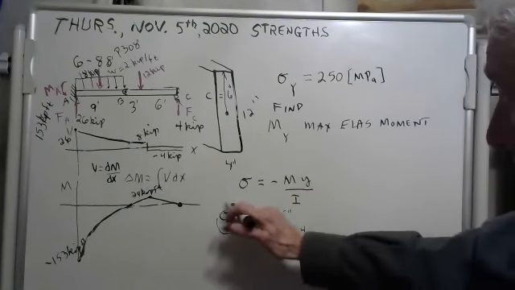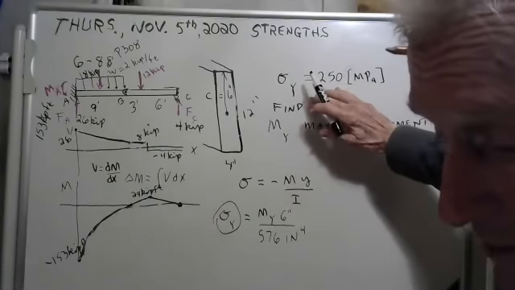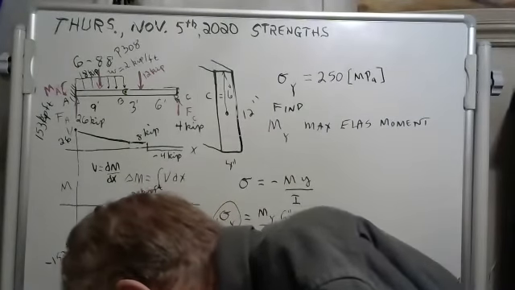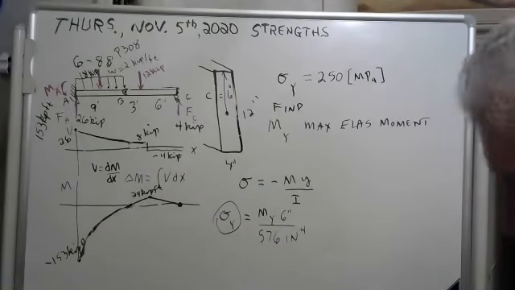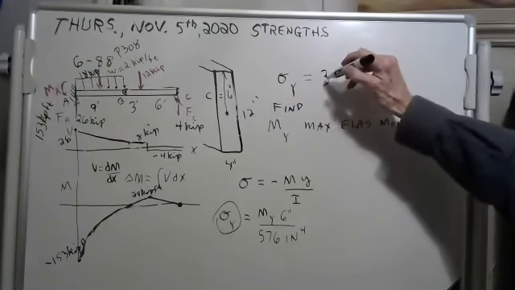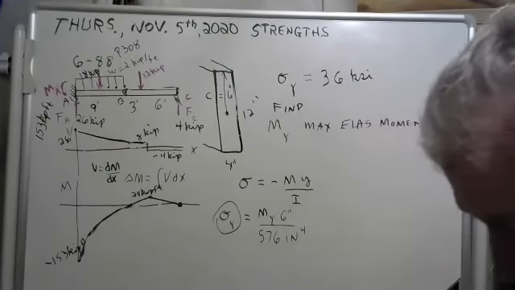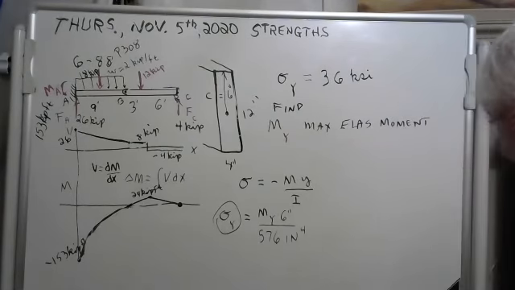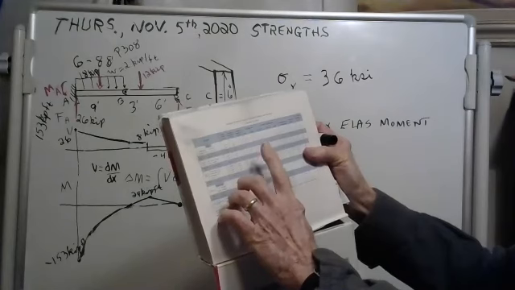Okay, we've got this. Look, it's 250 mega... Wait a minute, we can't mix metric with English. That is not permitted. We've got to find the English version. Let me look it up. I should have known this. The yield strength in English for structural steel is 36 KSI. Can you find it? It's in the back of the book, the back flap, right here where my finger's wiggling.